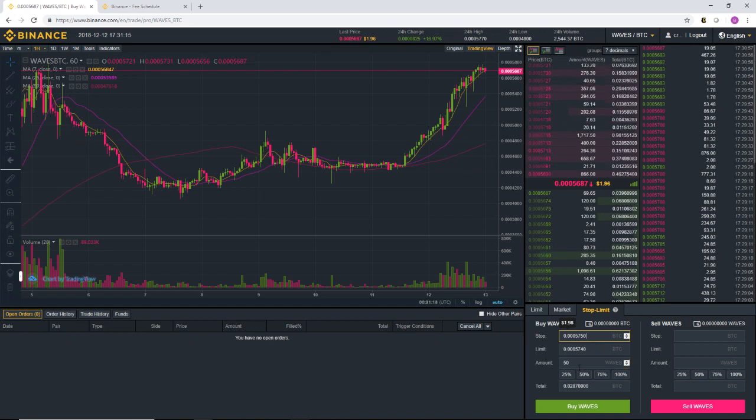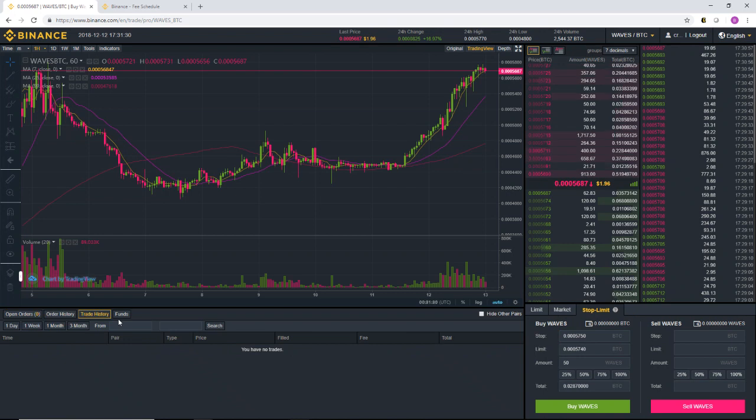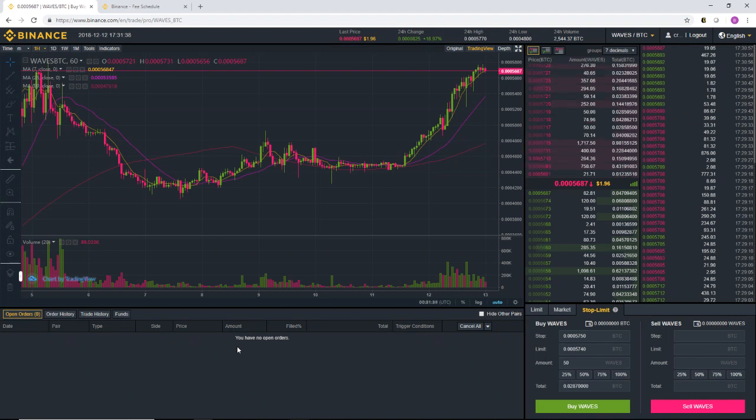If you want to take a look at your open orders, you can see it down here. So if I set any of these trades that I've been talking about and they have not filled yet, they would be sitting here in the open order table. You can also see your order history and your trade history and so on and so forth. So hopefully this shows you how to trade on Binance. Again, I think the advanced exchange here is pretty straightforward, pretty simple.